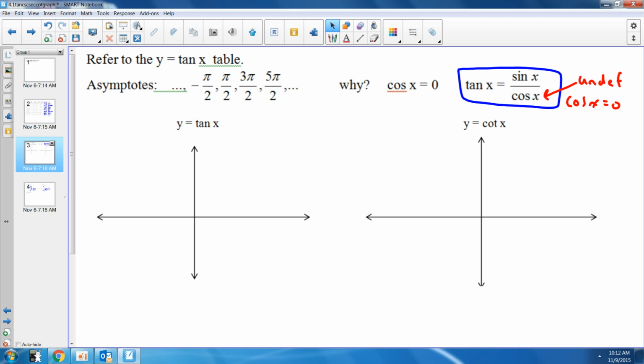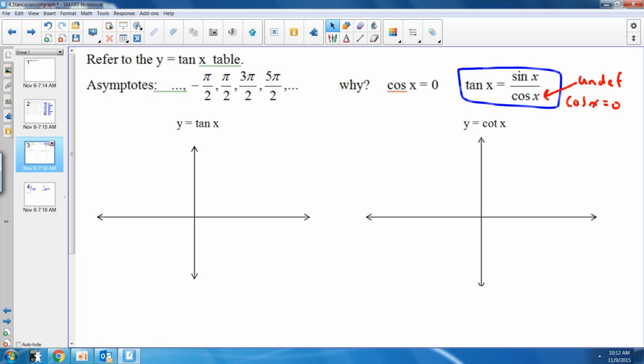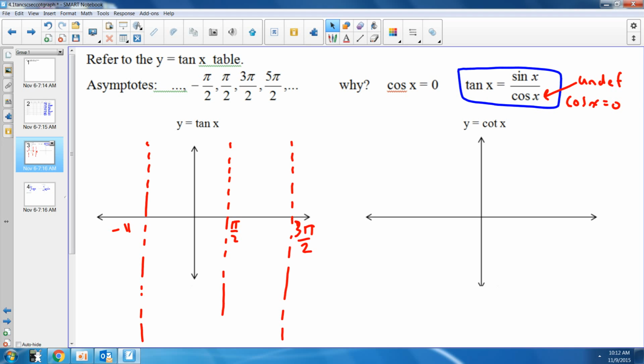So if I'm looking at the cosine graph, right here, you're going to see that your zeros are going to be at pi over 2, 3 pi over 2, negative pi over 2, and it's going to continue that way. That means at pi over 2, we're going to draw in a dashed line, which is the asymptote. 3 pi over 2, negative pi over 2.